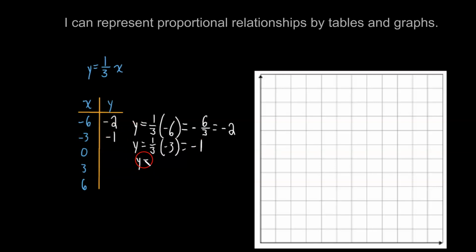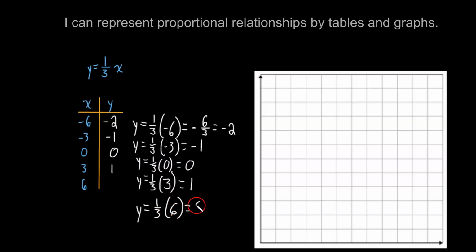And now we get y is equal to 1 over 3 times 0. Well, we know anything times 0 is 0, so we get 0 right here. So y is equal to 1 over 3 times, now we're plugging in 3. And well, we found out that 1/3 times negative 3 is negative 1. So now we just have two positives. So our answer is going to be a positive 1. So we put a positive 1 right there. Now we have y is equal to 1 over 3 times, well, we're plugging in 6 for x. So we plug in 6 right there. And well, this is going to give us positive 2. So we put positive 2 in right there for that y value.